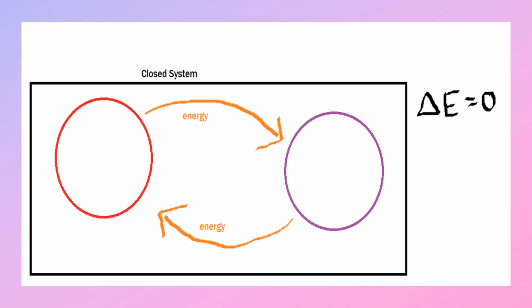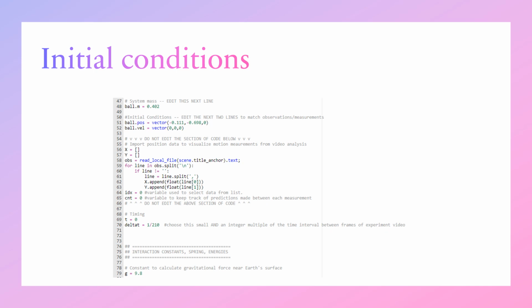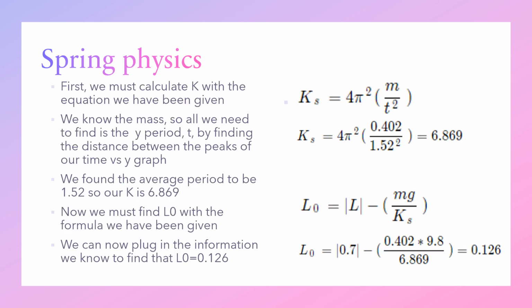And here's an illustration I made to show the energy principle. You can see that the energy is moving between the two objects in the system, but it is not leaving because it is a closed system, and because of this, delta E is 0. And here are my initial conditions, including the mass, the position, the velocity, the time, and delta T, and of course gravity.